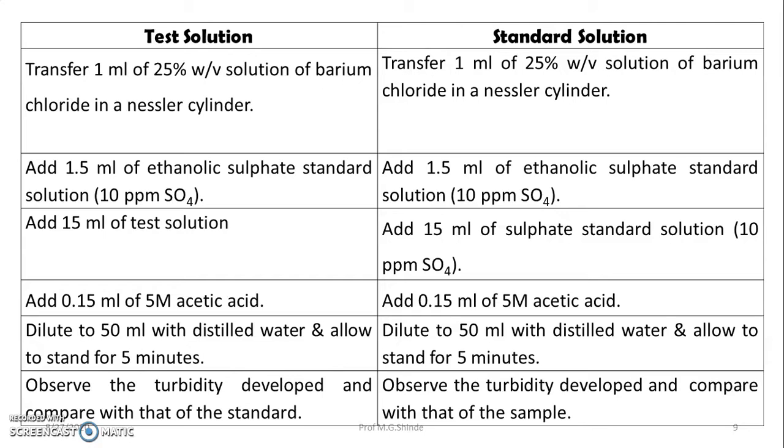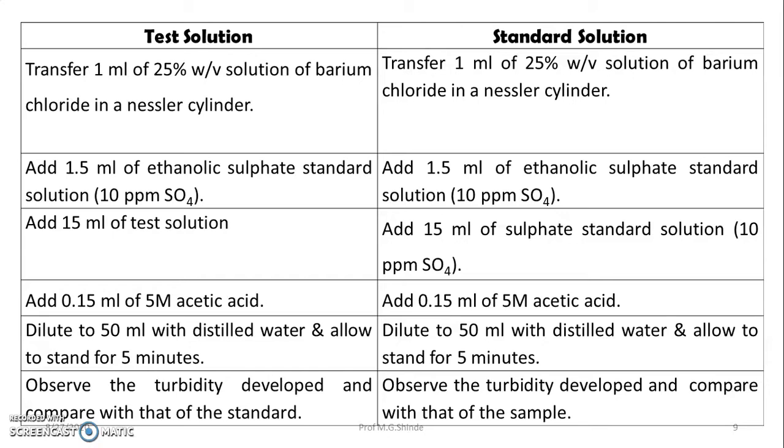In the third step, we will add 15 ml of test solution in the Nessler cylinder marked as test, and in standard, we will add 15 ml sulfate standard solution of 10 ppm. Lastly, we will add 0.15 ml of 5 molar acetic acid in both the Nessler cylinders, make up the volume with distilled water up to the 15 ml mark, and allow both to stand for 5 minutes. After 5 minutes, we will observe the turbidity developed in the test solution and standard solution and then compare the turbidity of the test solution with that of the standard.